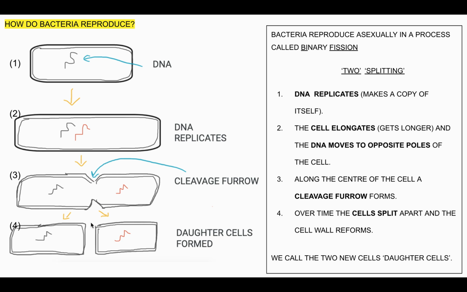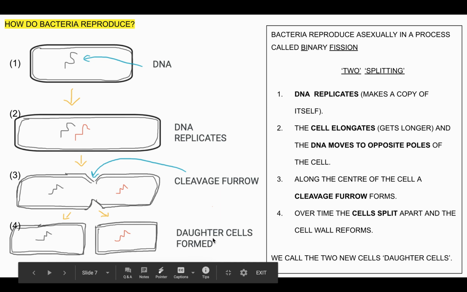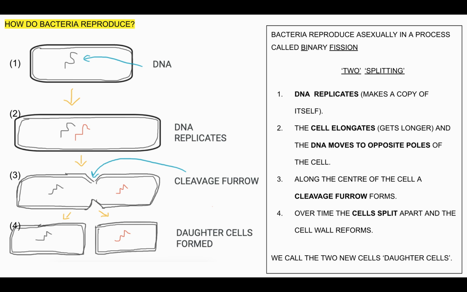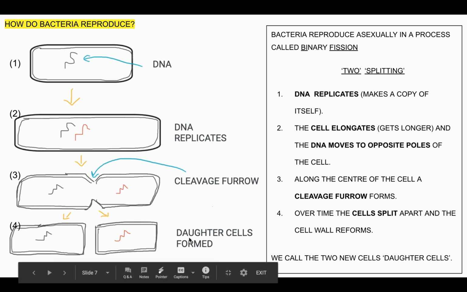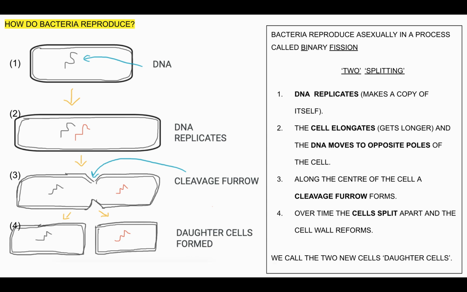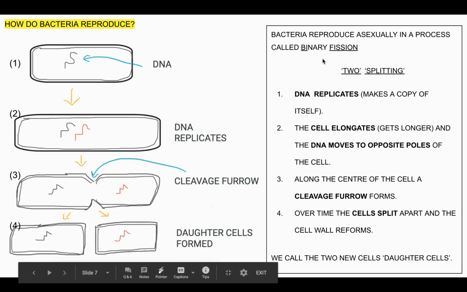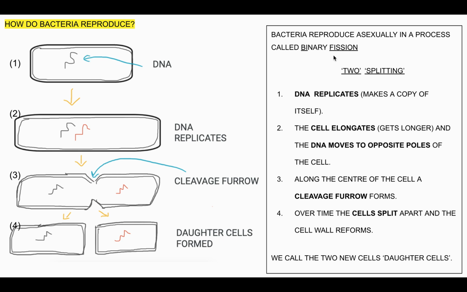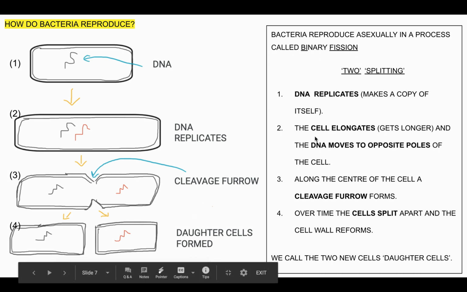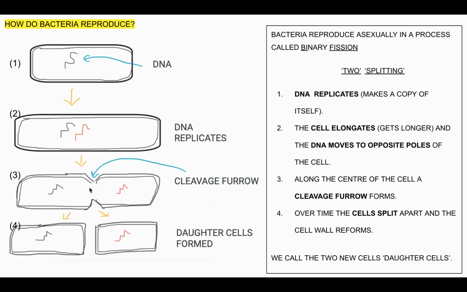The one thing to notice about these cells is that we call them daughter cells, and the reason we call them daughter cells is because they are genetically identical in this case when we're talking about bacteria. So you have a mother cell and two genetically identical daughter cells, which are themselves going to eventually reproduce. The type of reproduction is asexual because it only involves one parent, but it's also called binary fission, because that is the name given to bacterial reproduction. Bi meaning two, so you'll end up with two cells, and fission meaning splitting, so the splitting happens here.